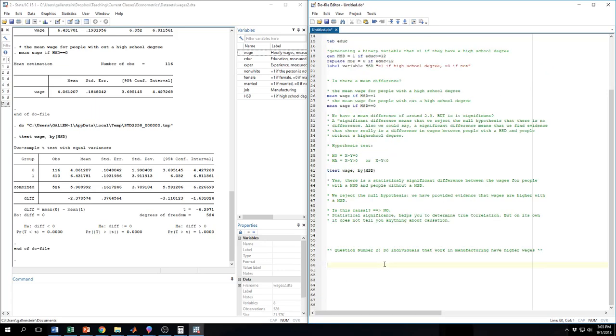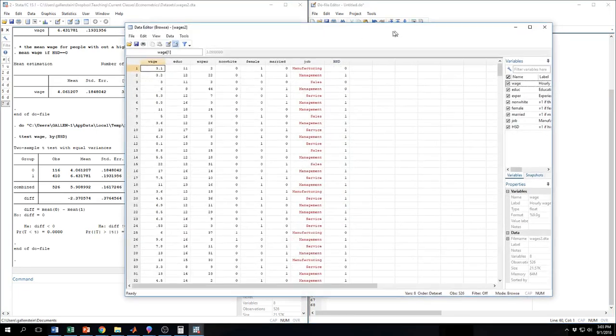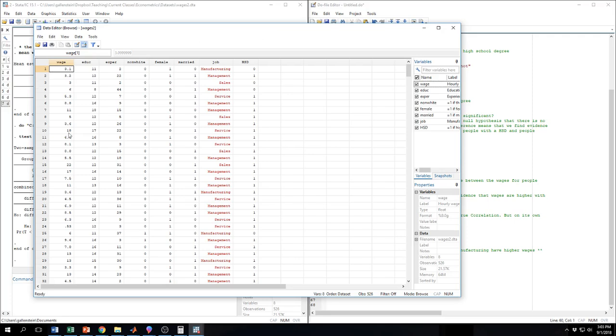Do individuals that work in manufacturing have higher wages? Well, let's open up our data just to get an idea for this. So we've got wage data. Okay, we've got this job variable. And this job variable is clearly categorical. It's just different categories. We'd also call it a string variable. That means it's composed of words, not of numbers.